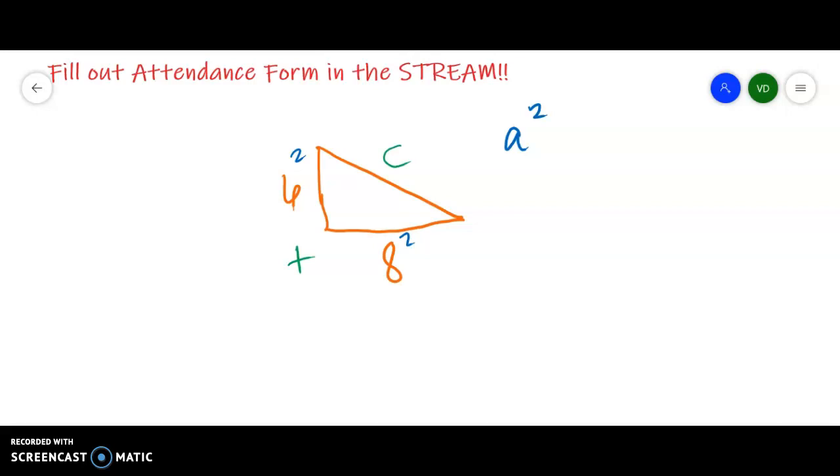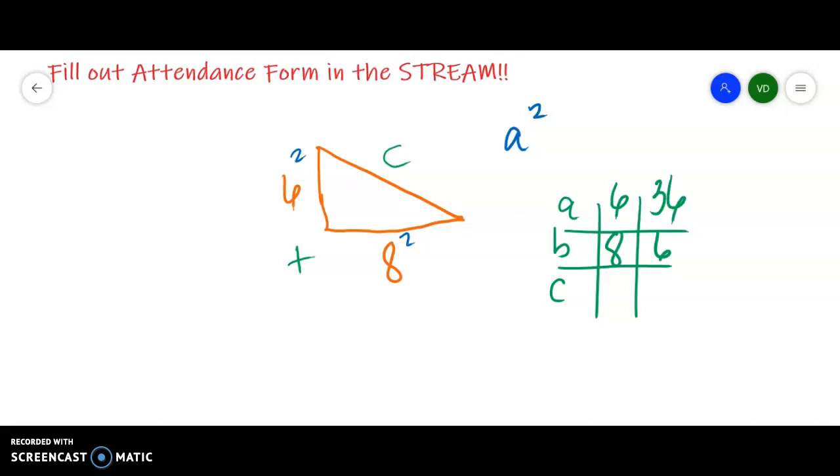Okay, and then some students even did the table well, right? I saw a lot of good work. We filled in, let's say 6 and 8. We got 36. We've got 64. And so now our last step was to add. We knew it was addition, but we added the wrong two numbers, right? This is just a regular A, B. I need this column, my A squared, B squared, okay? Those are the two that need to be added together.